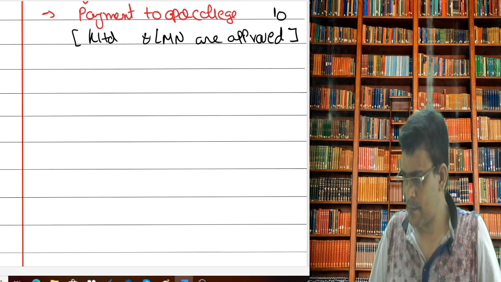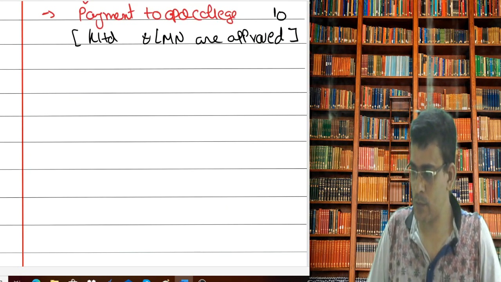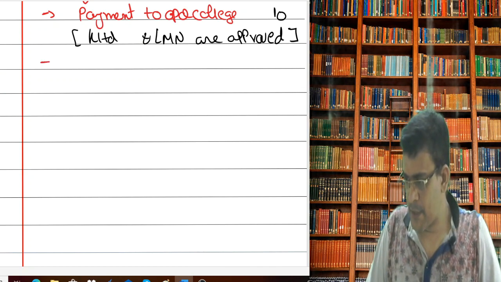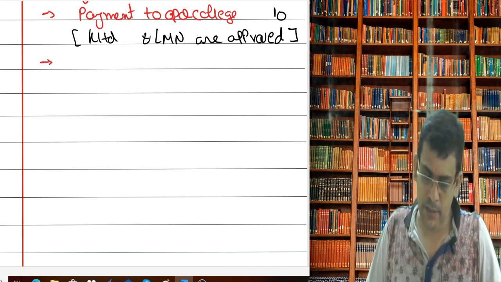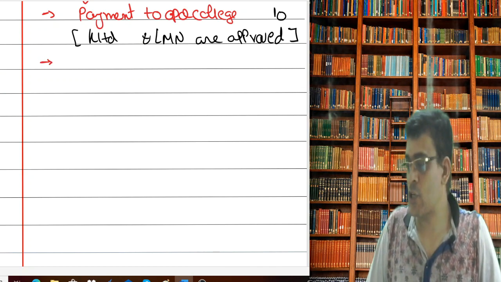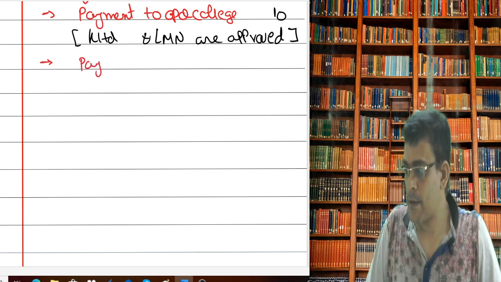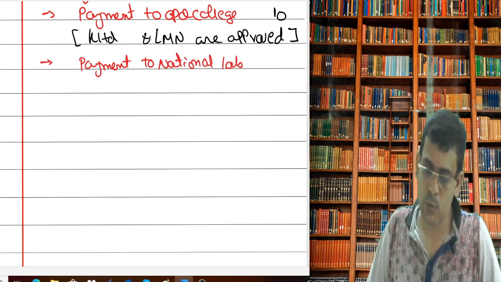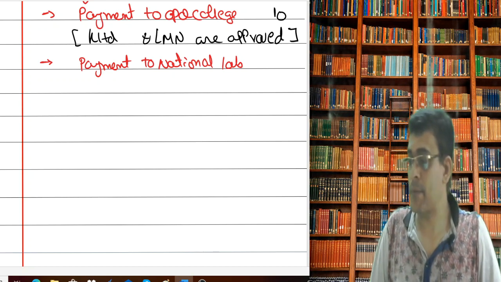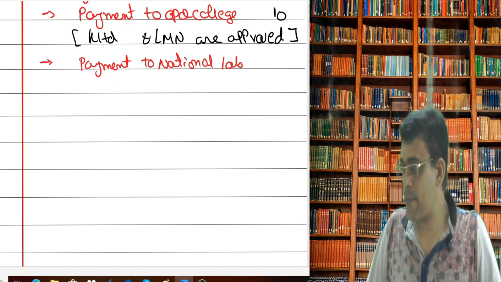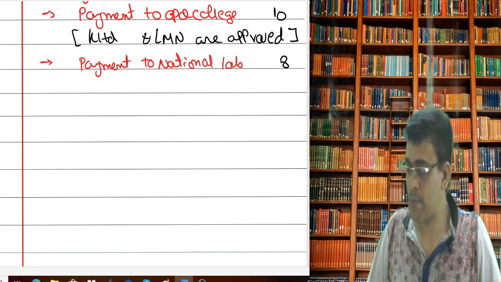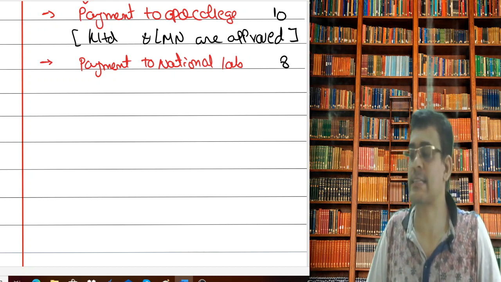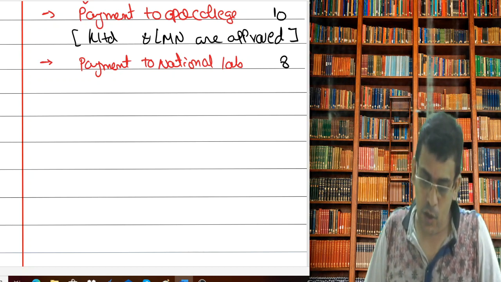Right. Now, the next payment is payment to National Laboratory. So he has done some sort of payment to something called the National Laboratory. Let us consider the amount of payment to the National Laboratory to be 8 lakhs. So 8 lakhs is the amount of contribution.